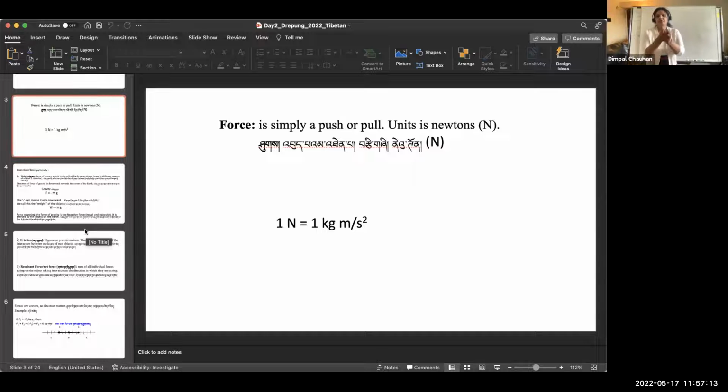So the first one is force. What do you understand by force? Like, force is you're applying some force. It can be push, it can be pull.